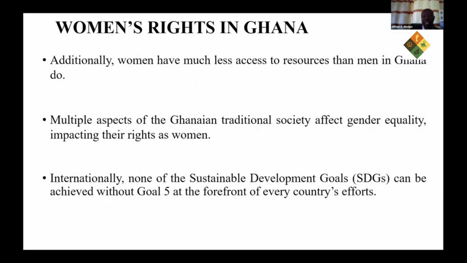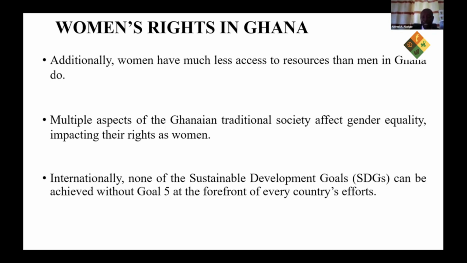Additionally, women have less access to resources than men. In Ghana, our customary land tenure system is such that it doesn't give women access to land. And you know, land in Ghana is a very important economic asset. So by our traditional customs, women are deprived of having land on which they can do their farming activities. There are multiple aspects of Ghanaian traditional society that affect gender, impacting on their rights. And these are some of the things.